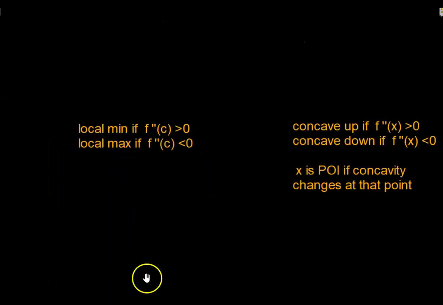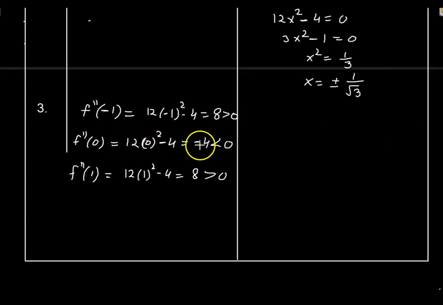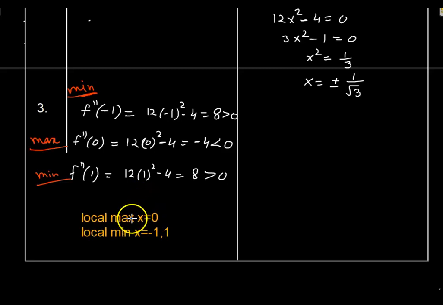If we look at the rules of local maxima minima, we see that where we get the positive result, that would be a local minima, and when we get the negative result, that would be a local maxima. At 0 we get a negative result, so this is going to be a maxima. So here we write the conclusion that there is a local maxima at 0 and local minima at negative 1 and 1, because we got positive result at both these points.